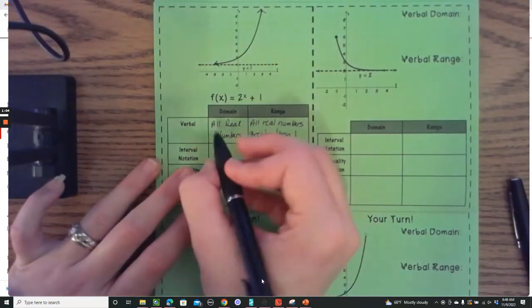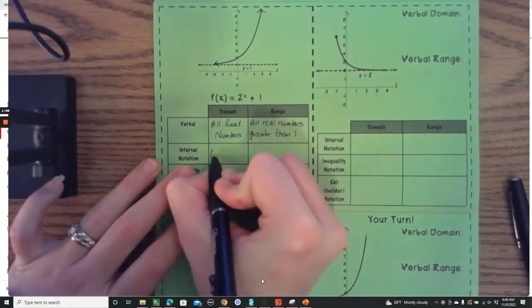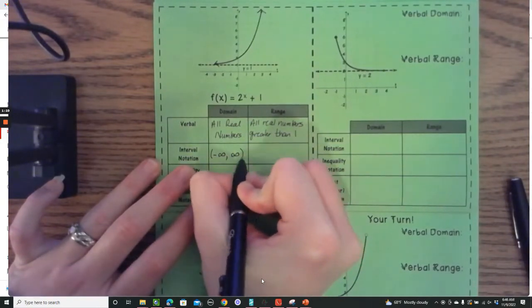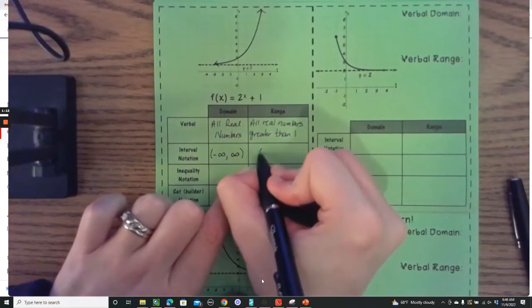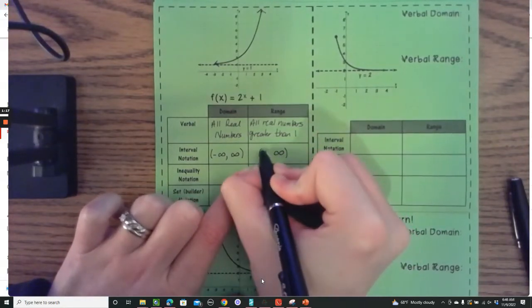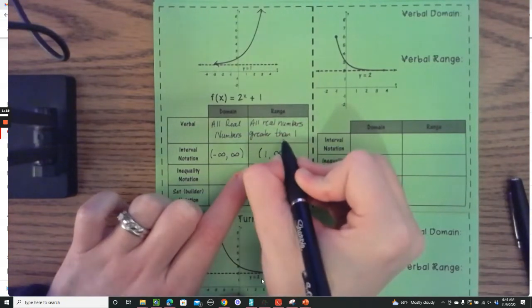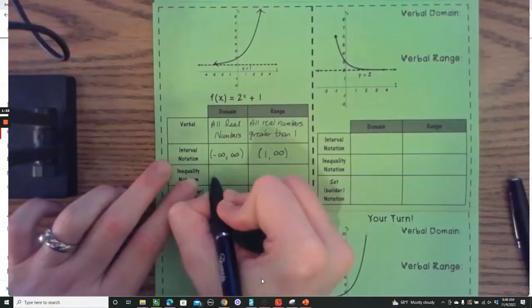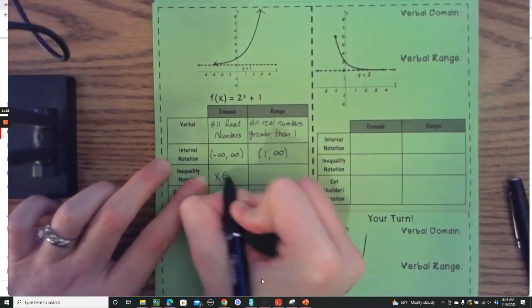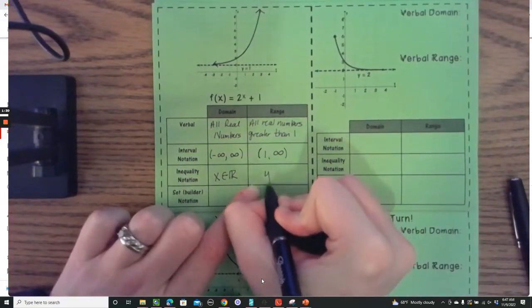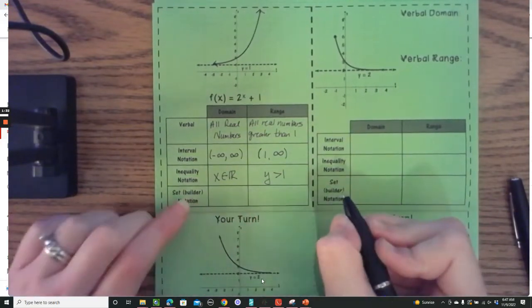All right, so now we can start writing them in the different forms. All real numbers in interval notation is from negative infinity to infinity. And then our range is going to be from 1 to infinity. I use the parentheses here because it's greater than, not equal to 1. It's always going to be bigger than that 1. In inequality notation, we would just write x as a member of the set of all real numbers. And for the range, y is greater than 1.